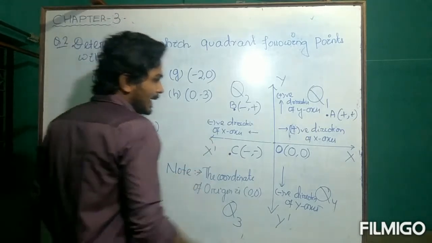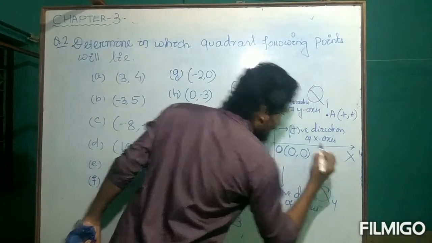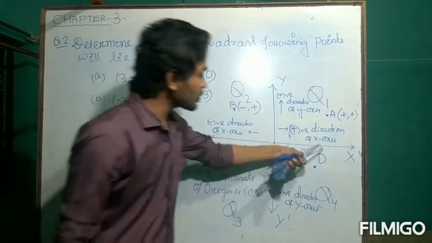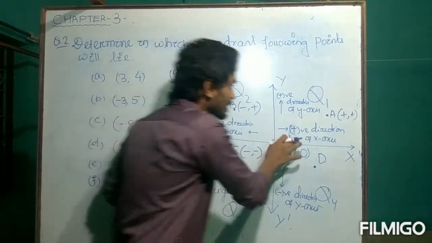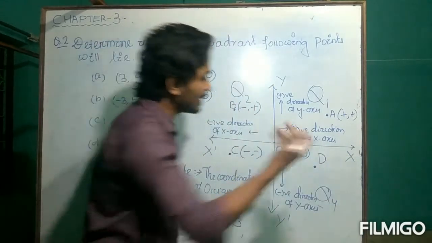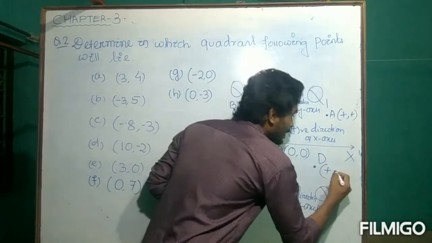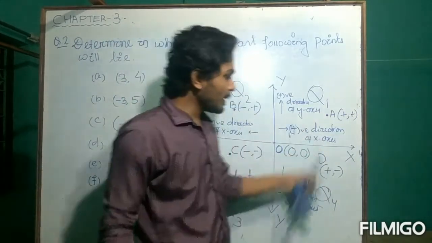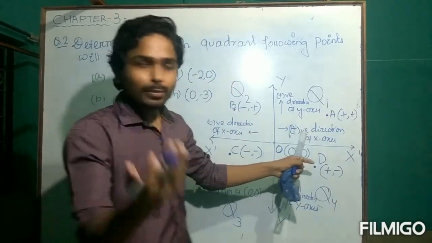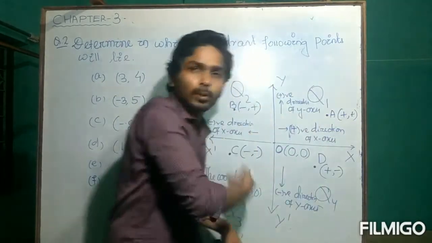Okay. Similarly, if a point is placed in quadrant 4, suppose you can say D, then it is also enclosed by two axes, x-axis and y-axis, but this is the positive direction of x-axis. It means the x coordinate must be positive and the y coordinate must be negative. So any point lying in quadrant 4 must have a positive x coordinate and a negative y coordinate. Okay, so this is the basic concept of the quadrants.